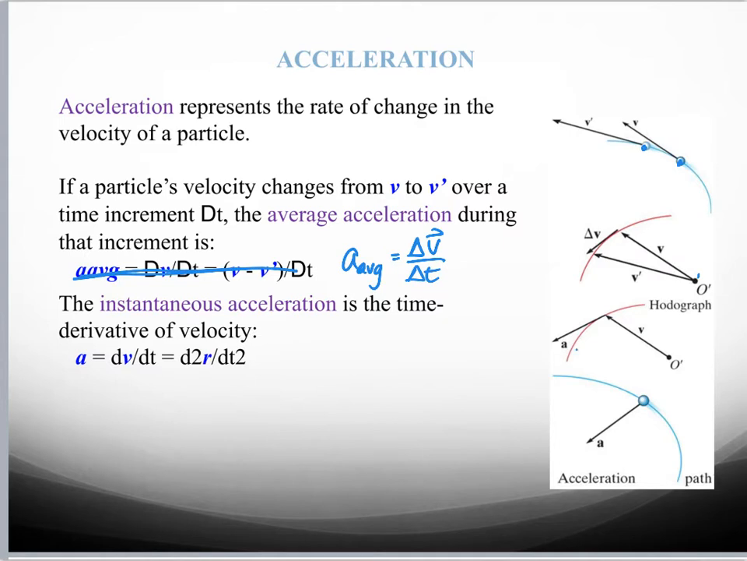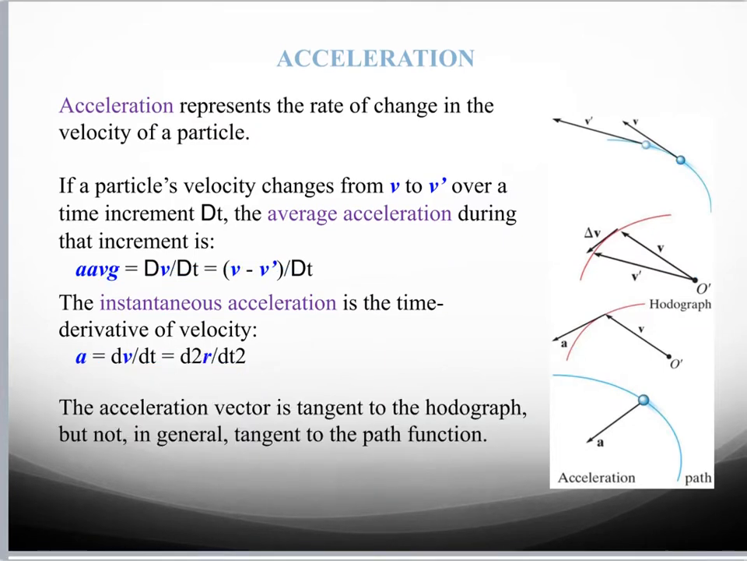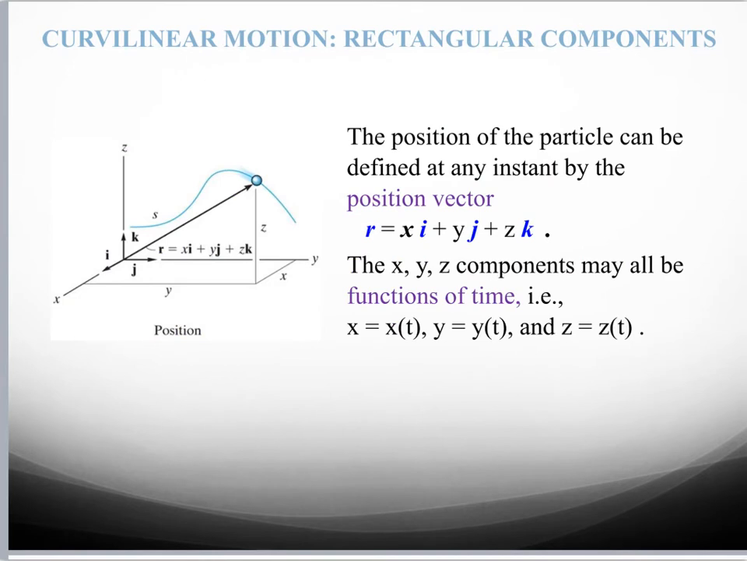But this path right here is not the path of the object. This is actually just the path of the velocity vector, which we call the hodograph. The instantaneous acceleration, of course, is the derivative of velocity with respect to time, or it can be written as the second derivative of the position with respect to time. Again, I apologize that my subscripts aren't coming out in this picture. All right, we already talked all about that.